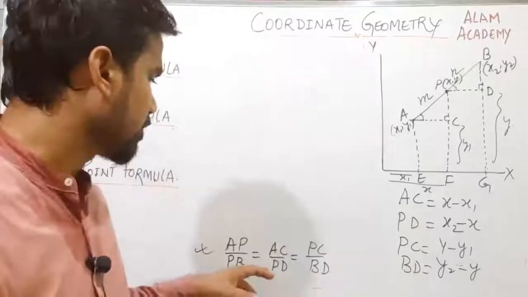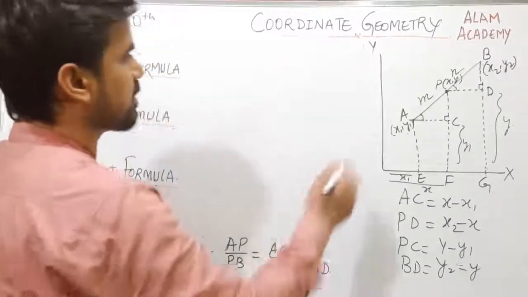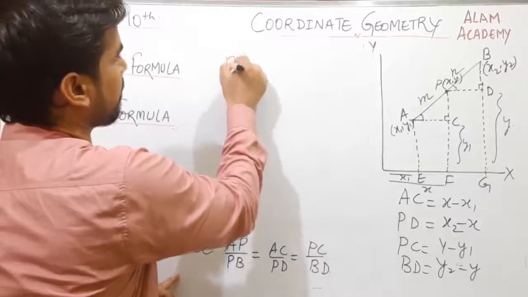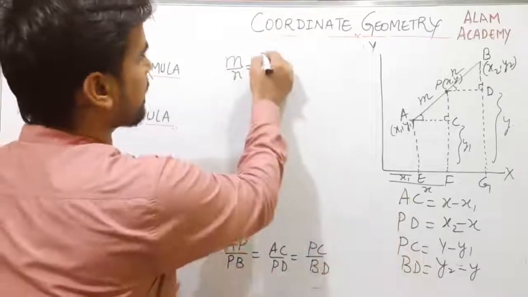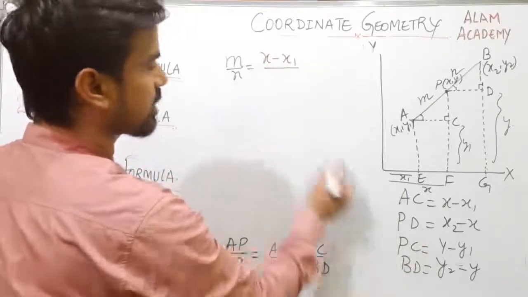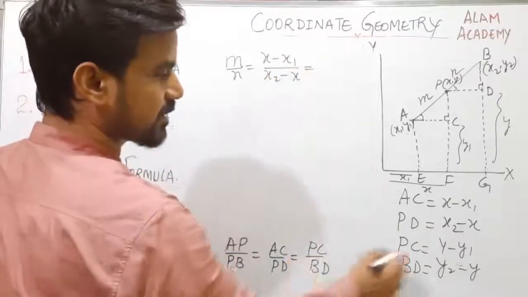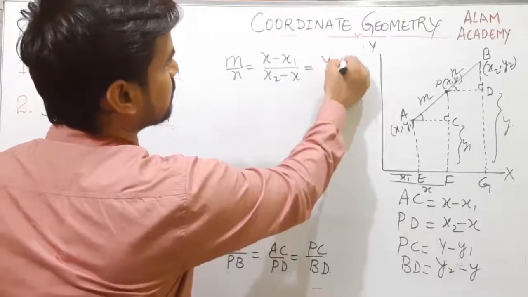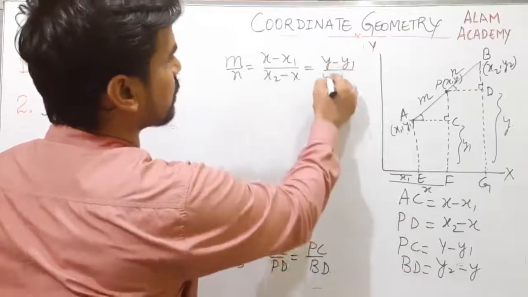So we put all the values here. AP by PB, we know that it is equals to m by n, and AC we have got x minus x1, PD we have got x2 minus x, PC we have got y minus y1, and BD we have got y2 minus y.